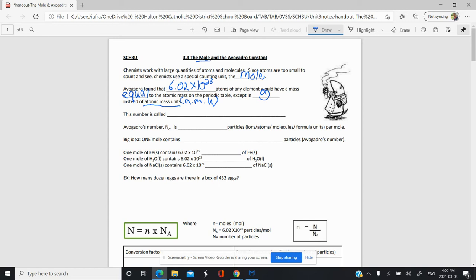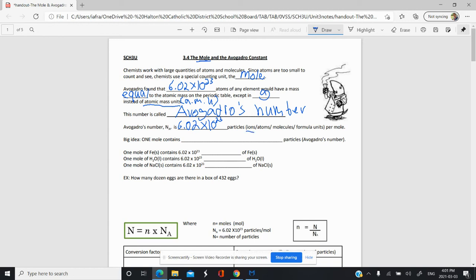That number, 6.02 times 10 to the power of 23, is called Avogadro's number, again, based off the scientist that did a lot of work determining it. So Avogadro's number, again, is 6.02 times 10 to the power of 23. That's a constant. You need to remember that. And that's particles per mole.